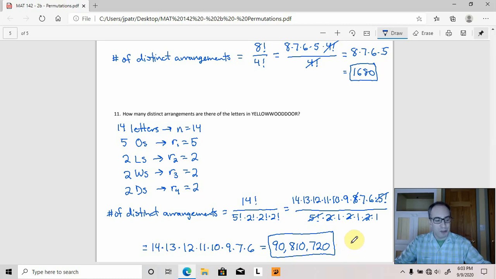But I think that's everything for permutations. The next one will be combinations, which is similar, but there's a big difference. But I guess we'll get there when we get there.